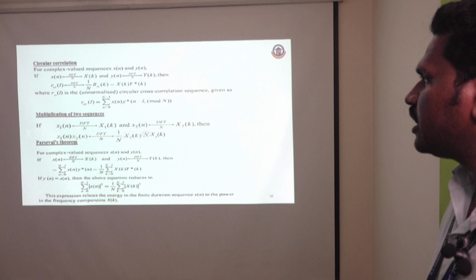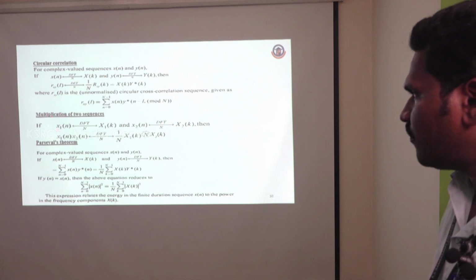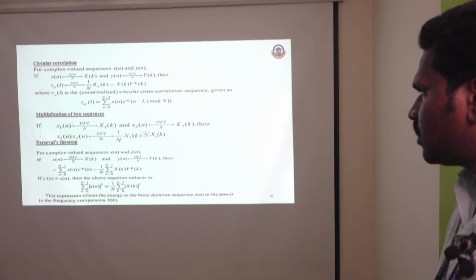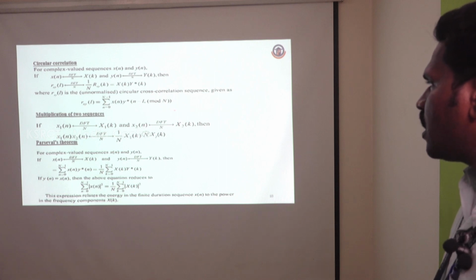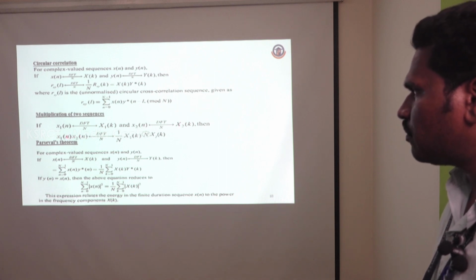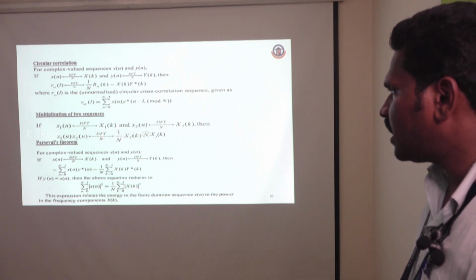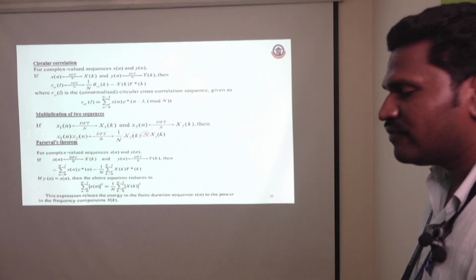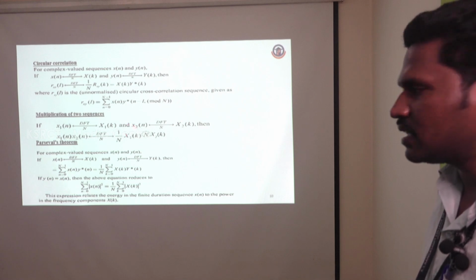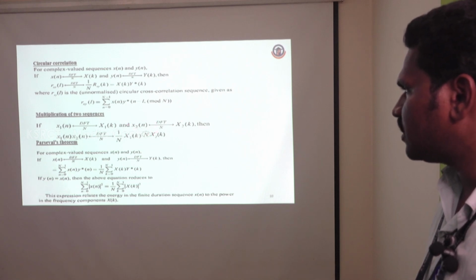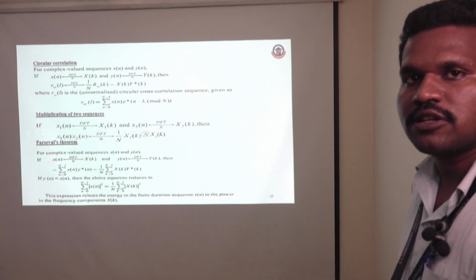And the next property is multiplication of two sequences. So x1 of n and x2 of n. So I will take x1 of n, x1 of k, and x2 of n, x2 of k. For this, I am going to multiply two sequences by applying the DFT, that is equivalently 1 by N, x1 of k, circularly convolved within the N number of samples within a circle, with x2 of k.